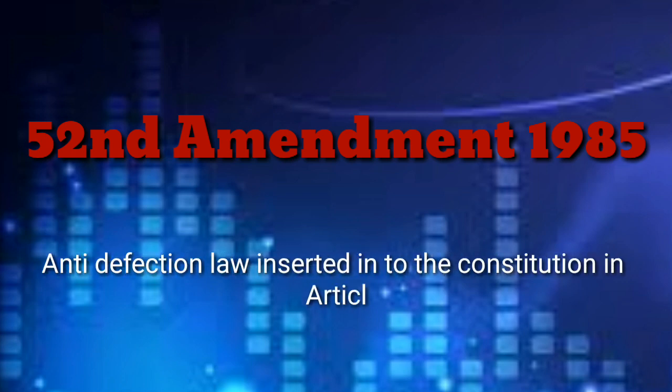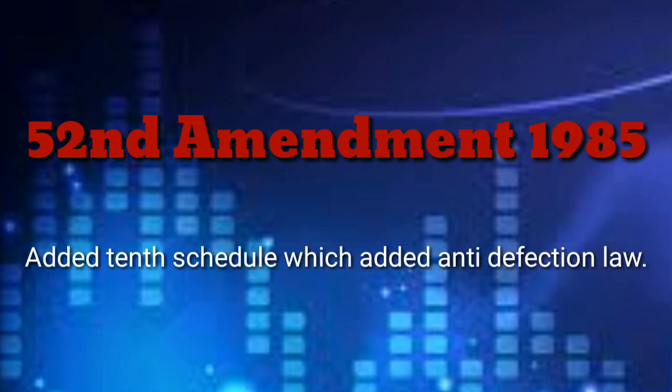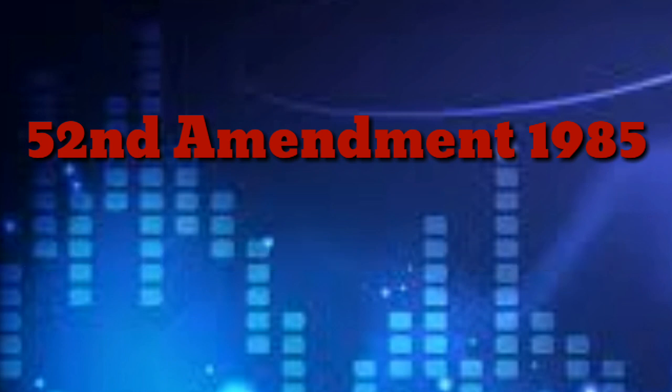52nd Amendment 1985, Anti-Defection Law inserted into the Constitution in Article 101 and added 10th schedule. We can see what is 10th schedule. 10th schedule deals with provisions relating to disqualification of members of parliament and state legislature on the ground of defection, anti-defection law. And 10th schedule was added by 52nd Amendment Act 1985. So remember this. Anti-defection law means 10th schedule.